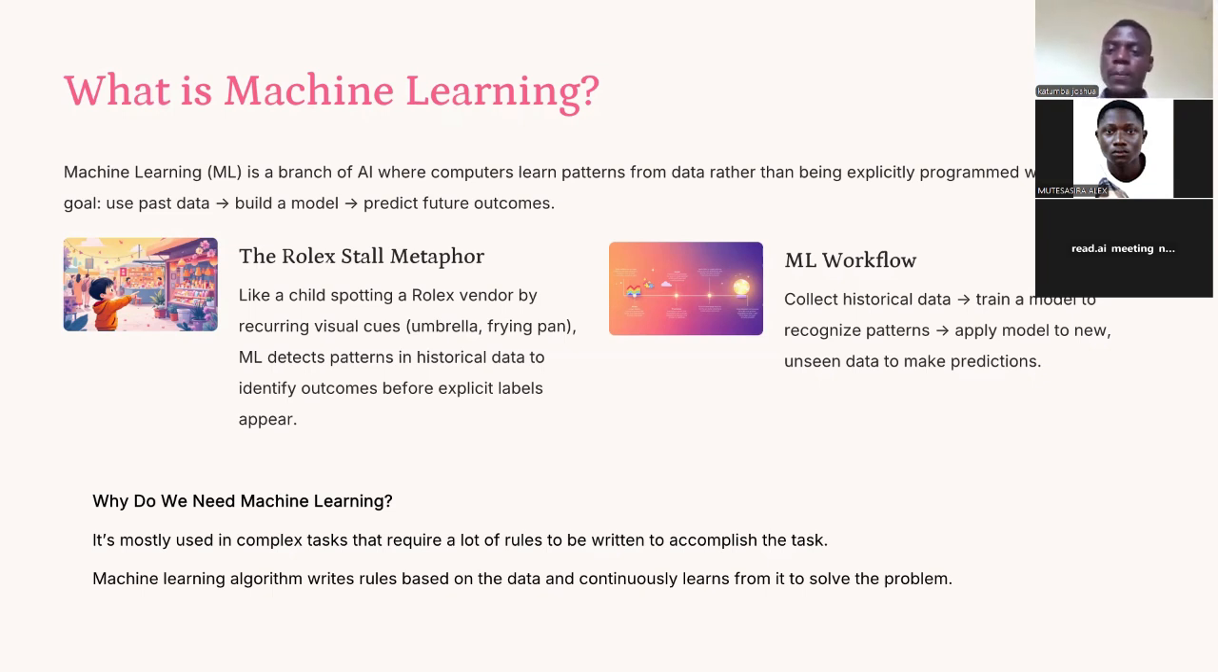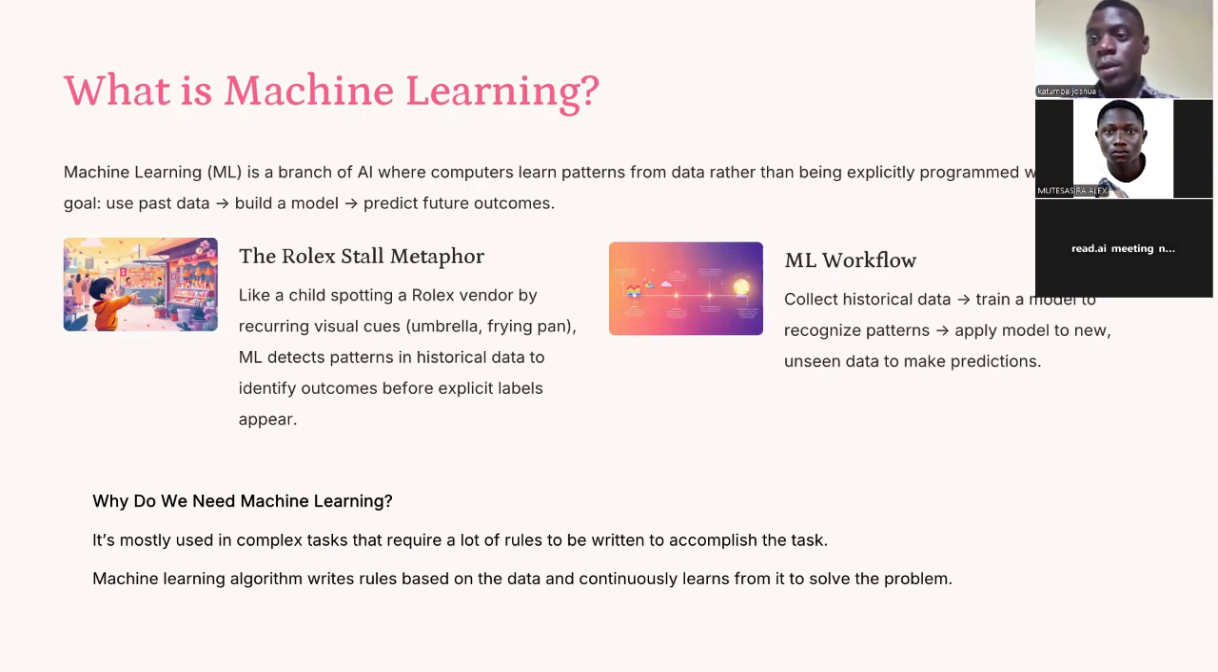With machine learning, we collect historical data, then we train a model to discover patterns and apply that model to unseen data so it can make predictions. Why do we need machine learning? The first thing is it can help us with complex tasks, tasks that require a lot of rules to be written all the time in order to be accomplished.